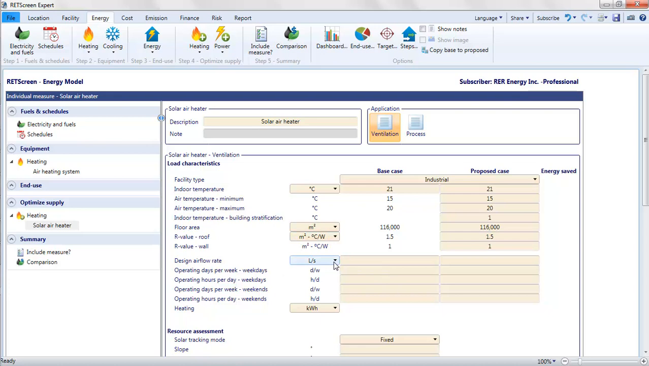I'll fill out the next sections for the base case only, and then, since the parameters are identical in the proposed case, I'll use copy base to proposed to repeat the same parameters for the proposed case. The design airflow rate is 1 million cubic meters per hour. The building operates 24 hours a day, 7 days a week.